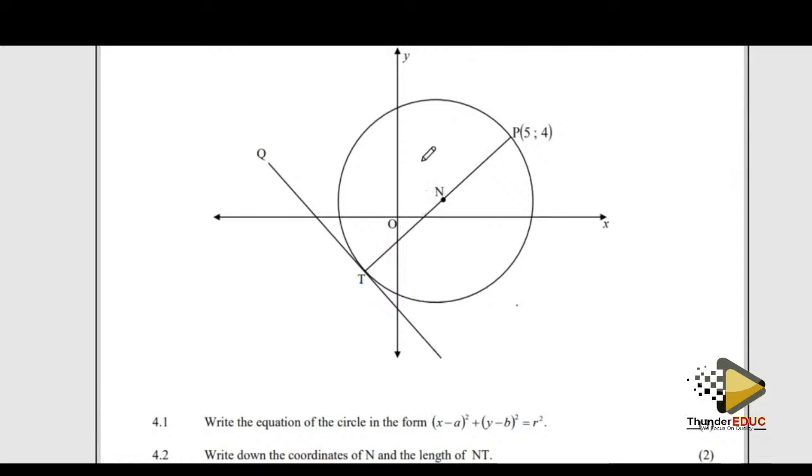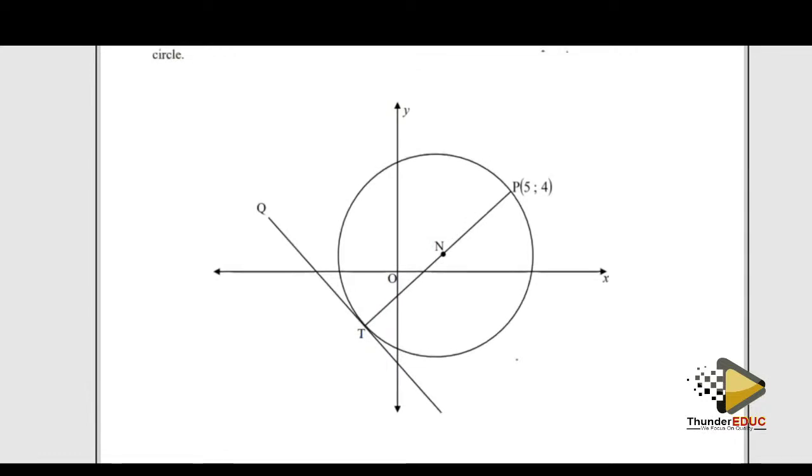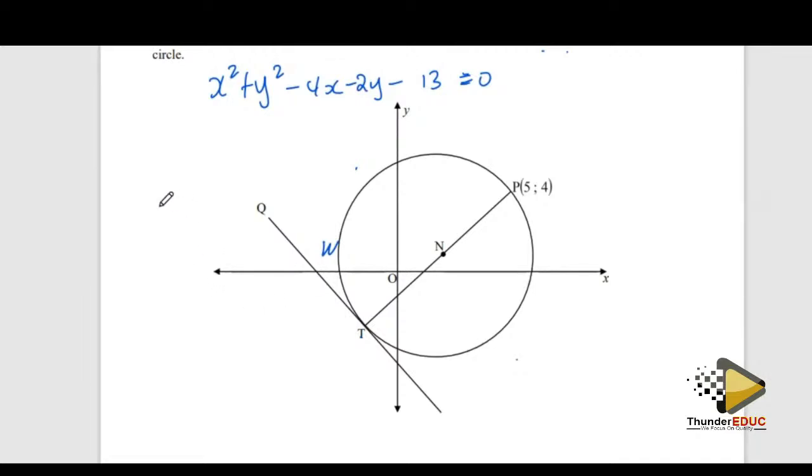So in that format, all they want us to do is complete the squares. Okay, so how do we complete the squares? That we need to know. So we're going to say x squared plus y squared minus 4x minus 2y minus 13 is equal to 0. So step number 1, some people prefer to move the 13 that side. But it's no big deal. You can even work with it when it's this side.